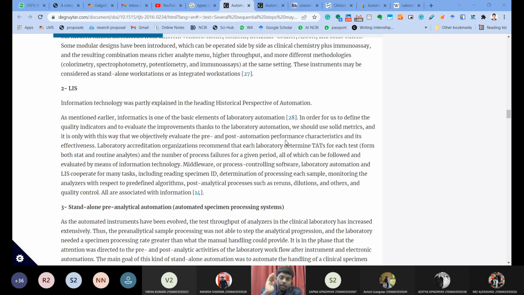The time taken for production of a report upon receiving a sample is called turnaround time. If the turnaround time for one particular test is 1 hour, and it is delayed, prolonging to more than 1.5 hours, 2 hours, that indicates there is a problem with our automation.